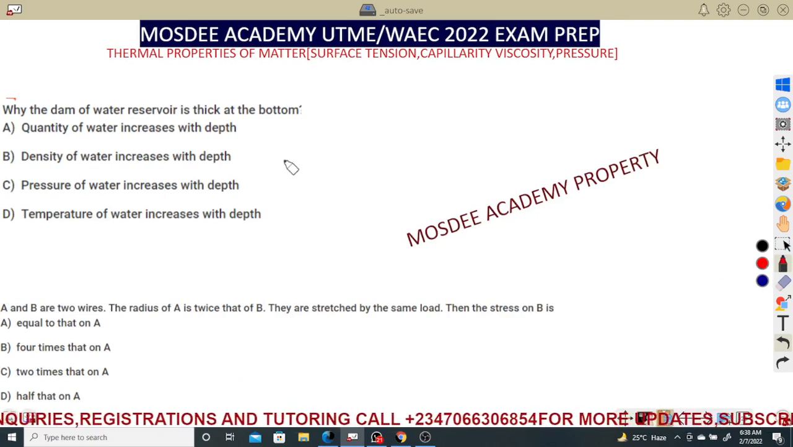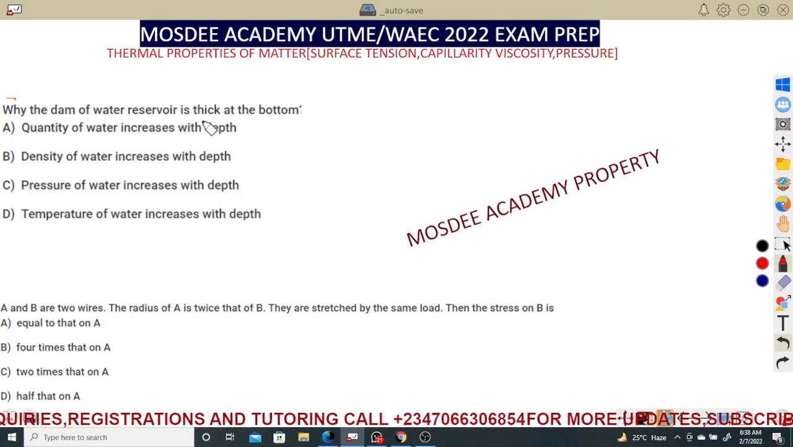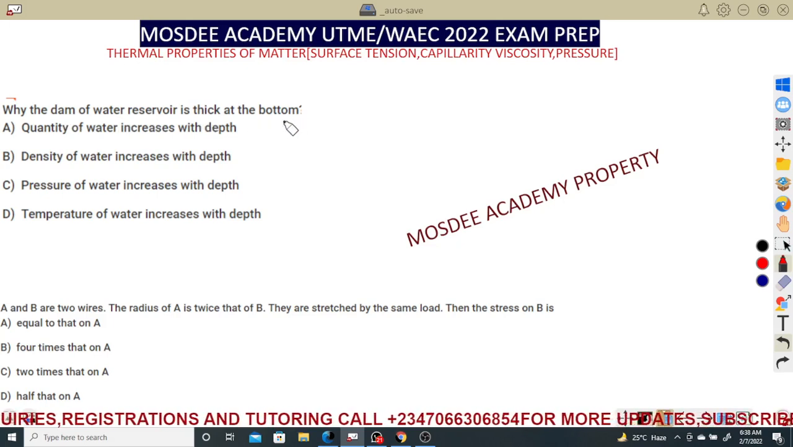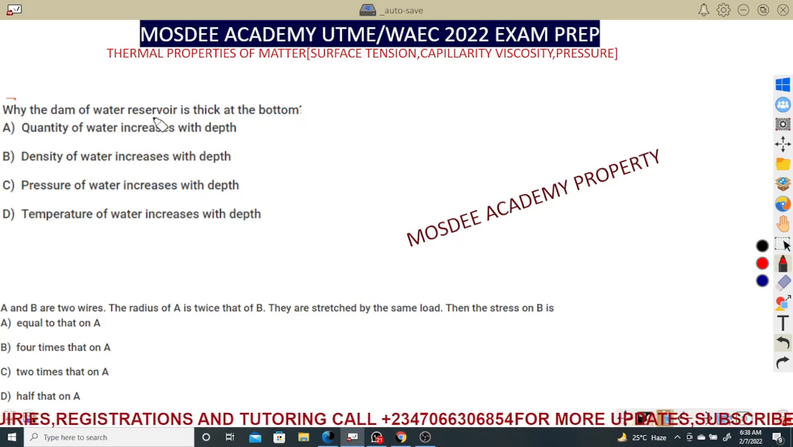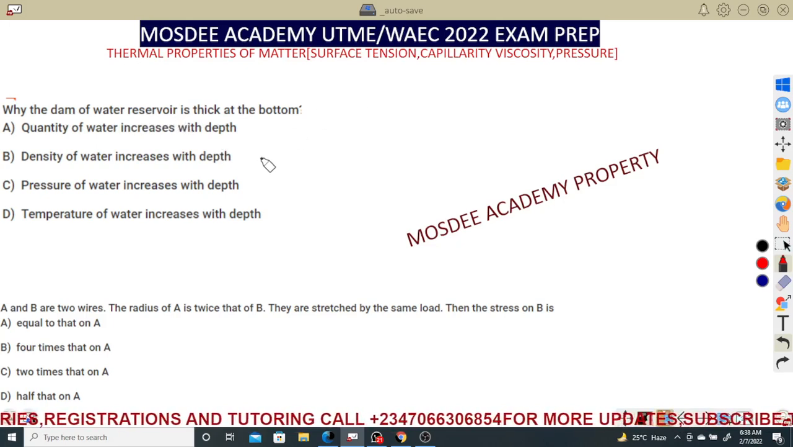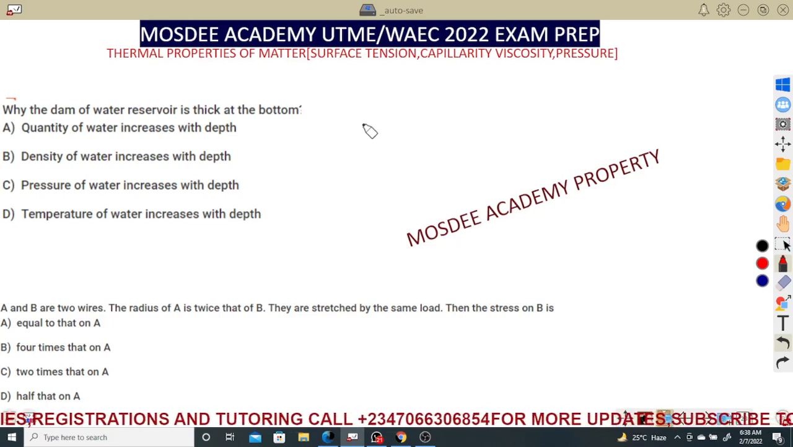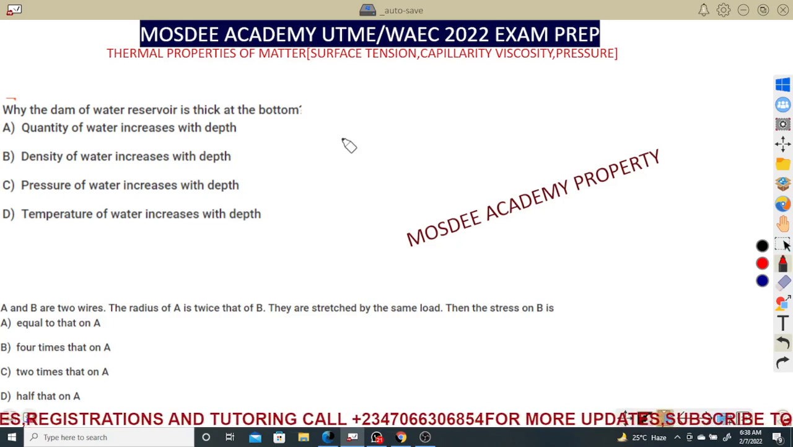About this, guys, we have: why is the dam of a water reservoir thick at the bottom? We've talked about this also. I think pressure of liquids is also part of the topic. They cross into one another.